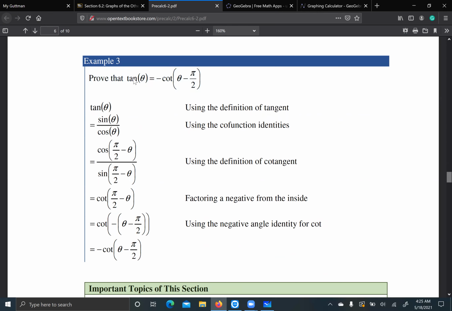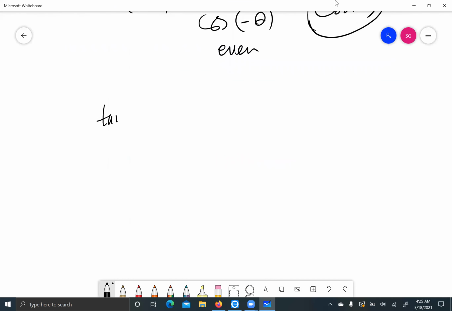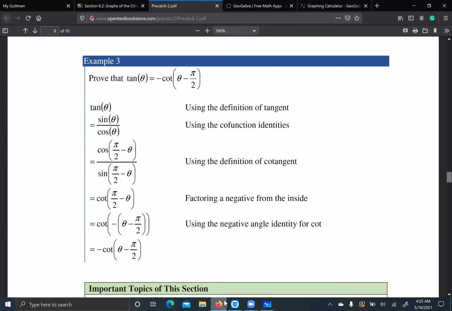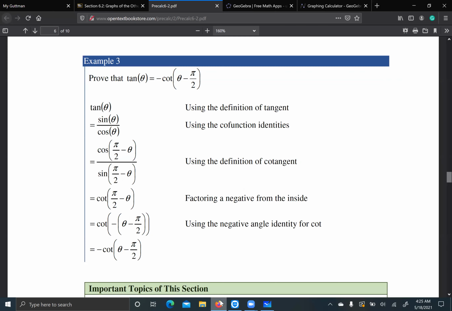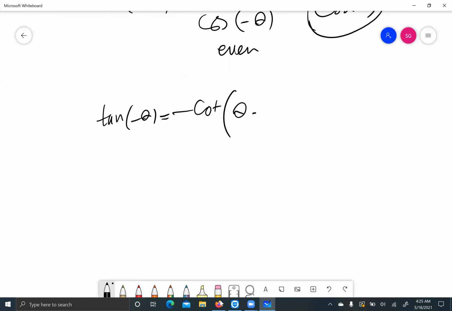So now let's look at one more question. Prove this identity. Prove that tangent of negative theta is negative cotangent of theta minus pi over 2. So prove this.